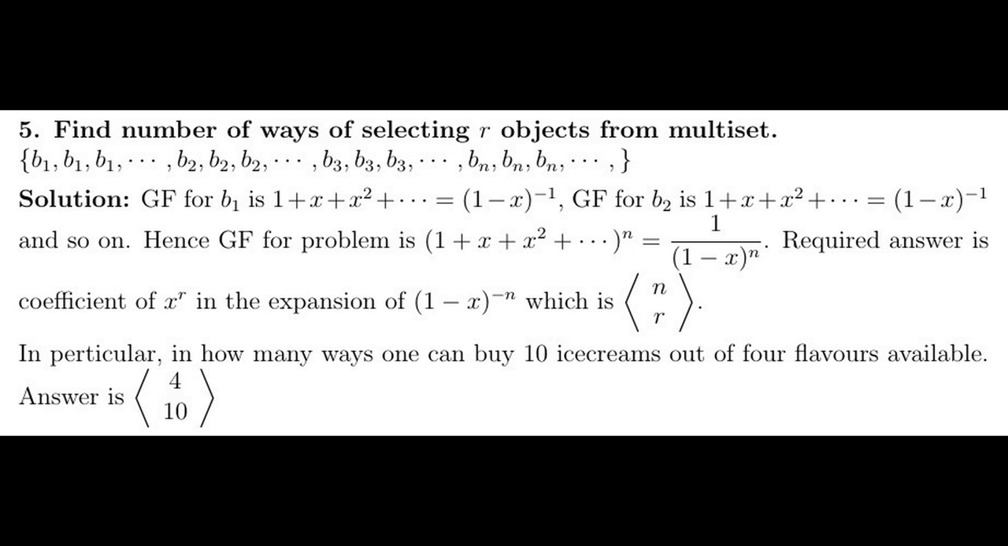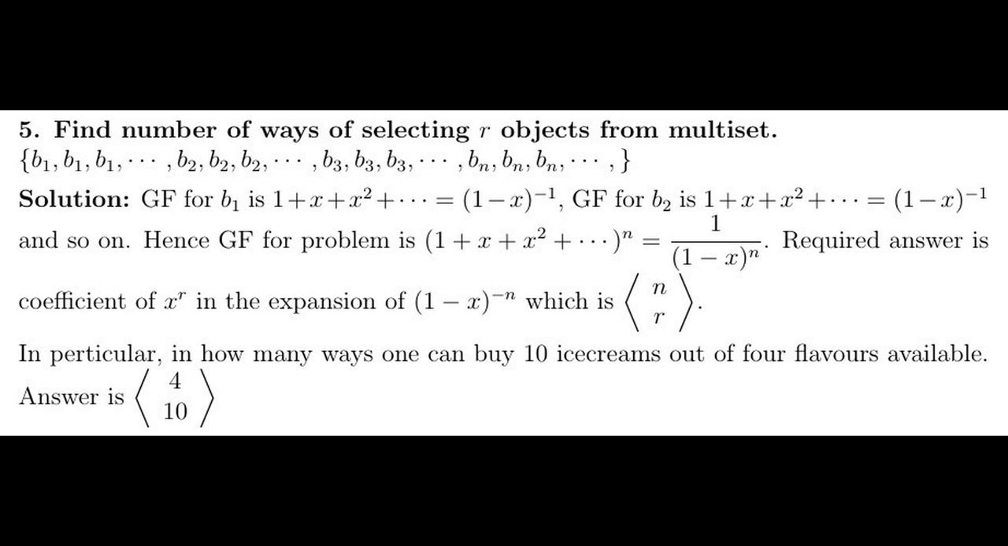The answer is 4 elbow 10. Here, 10 ice creams one needs to buy, so r is equal to 10 and there are 4 flavors, that means b1, b2, b3, b4, and in that set infinitely many b1s are available, infinitely many b2s are available, infinitely many b3s and infinitely many b4s are available.